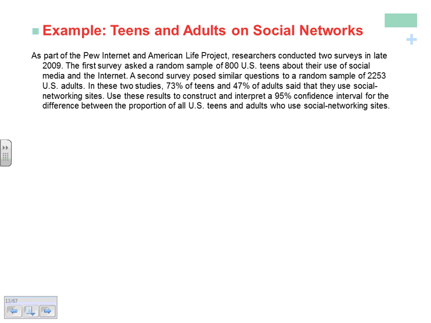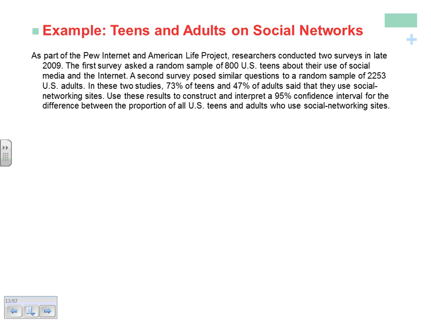All right, so teens and adults on social networks. As part of the Pew Internet and American Life project, researchers conducted 2 surveys in late 2009. The first survey asked a random sample of 800 U.S. teens about their use of social media and the internet. A second survey posed similar questions to a random sample of 2,253 U.S. adults. In these 2 studies, 73% of teens and 47% of adults said that they use social networking sites. Use these results to construct and interpret a 95% confidence interval for the difference between the proportions of all U.S. teens and adults who use social networking sites.